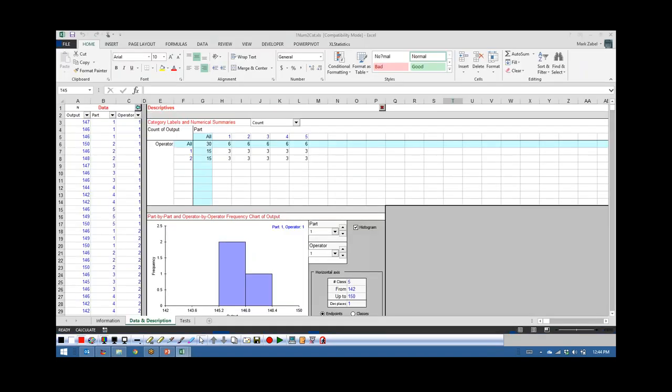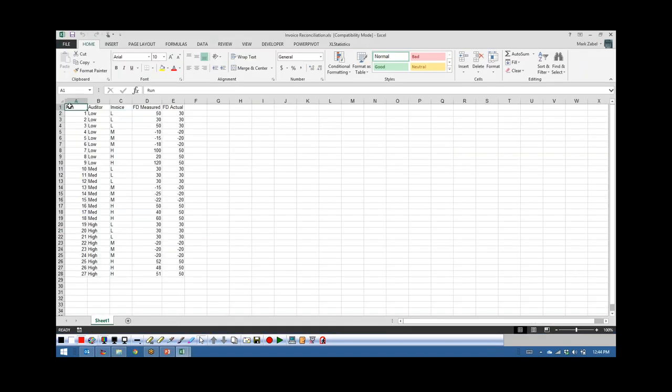Invoice reconciliation, and here it is. So I've got the run. There's 27 runs. I've got three auditors, which I'm calling low, medium, and high. I guess that's low experience, medium experience, and high experience, and invoice, which is low, medium, and high complexity. And then I've got the measured and the actual. The actual, that's the expert opinion.